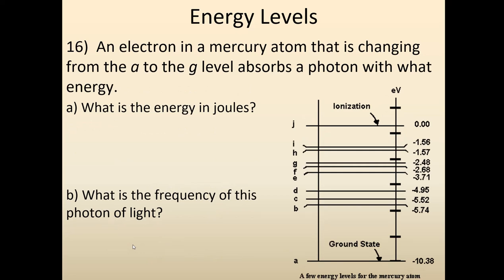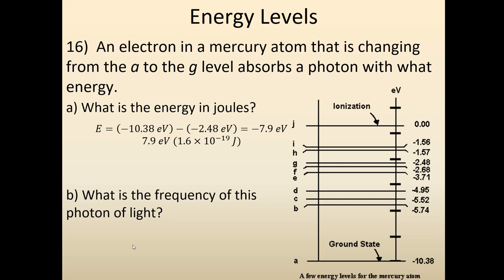All right, here's the next question. Pause the video, work it yourself, and we'll go over it in a second. All right, so here we have our mercury atom. They want to know what the energy is in joules as it goes from A to G. So again, we look at our reference table, we look at the diagram, write down the two states. A is 10.38, G is 2.48. So the energy is going to be 7.9 EVs.